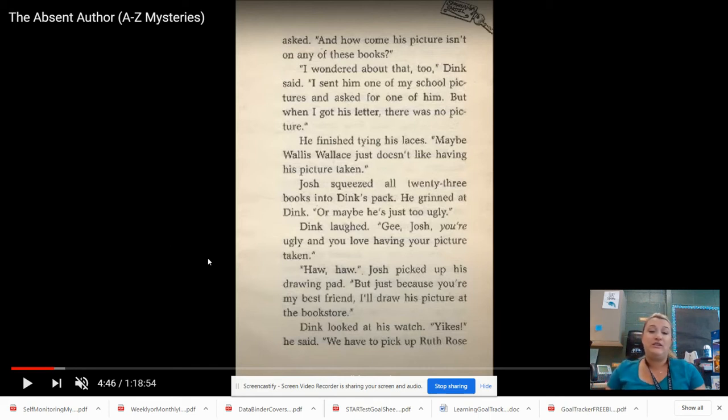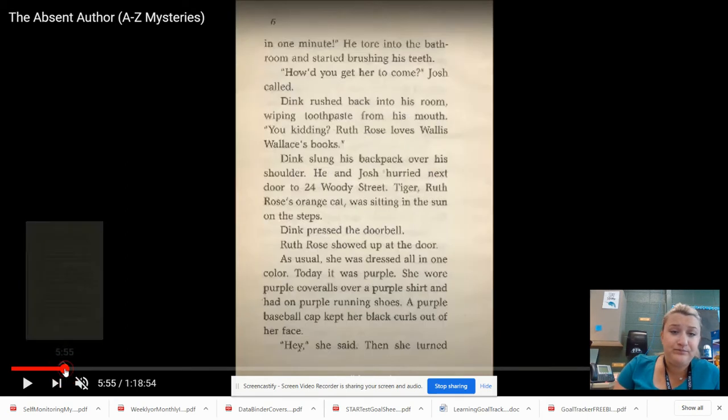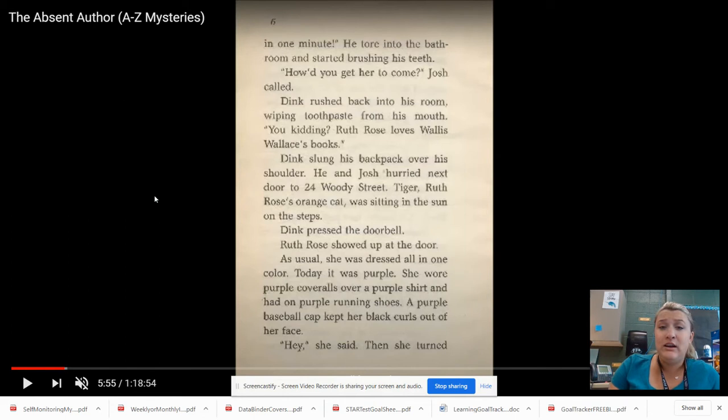Dink looked at his watch. "Yikes," he said. "We have to pick up Ruth Rose in 1 minute." He tore into the bathroom and started brushing his teeth. "How'd you get her to come?" Josh called. Dink rushed back into the room, wiping toothpaste from his mouth. "You kidding? Ruth Rose loves Wallace Wallace books."